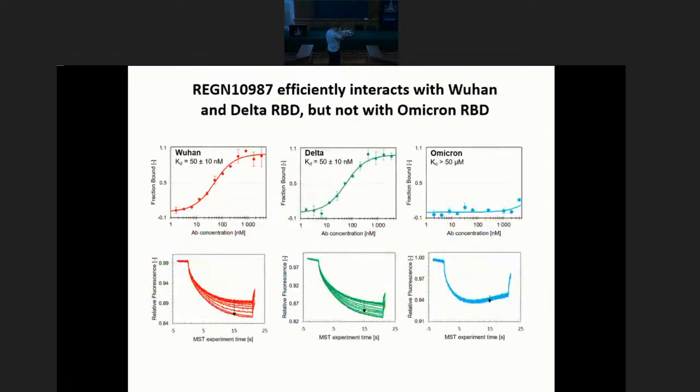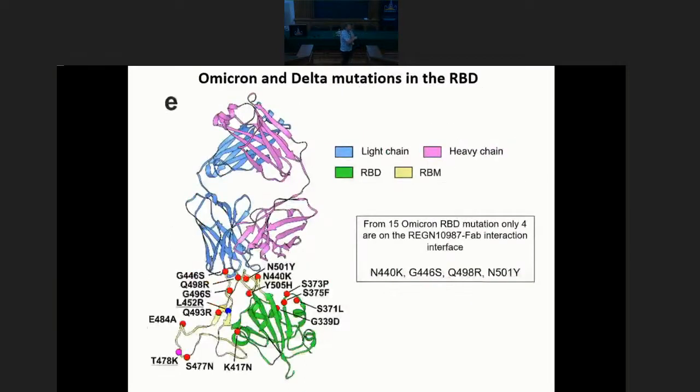Then we took our FIB fragment and analyzed its binding to the RBD domains from different viruses. We analyzed it using thermophoresis. We observed very strong binding, on the nanomolar scale, to the wild type variant of coronavirus and to the Delta variant of coronavirus, but almost no binding to the Omicron variant of coronavirus. Why does the Omicron variant escape neutralization by this antibody? We try to answer this question.